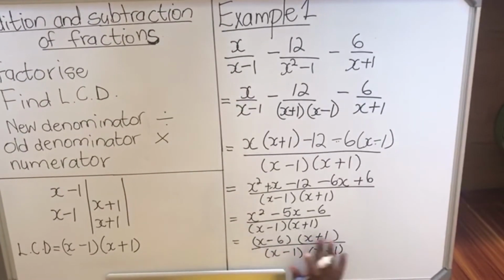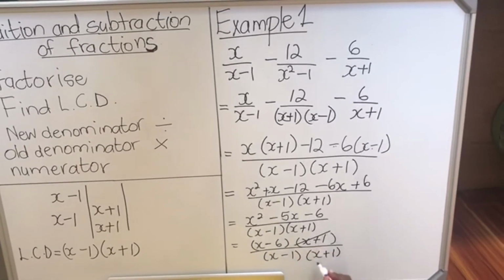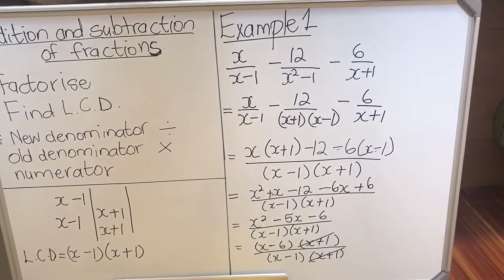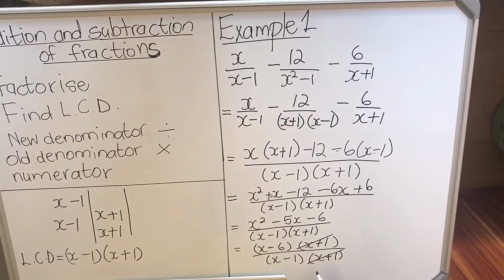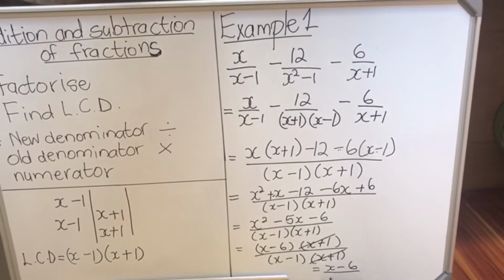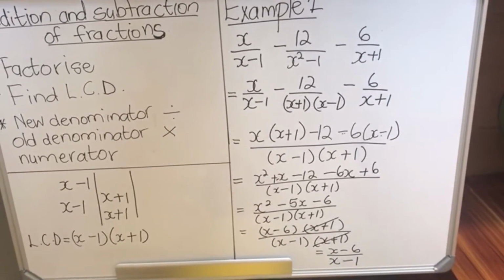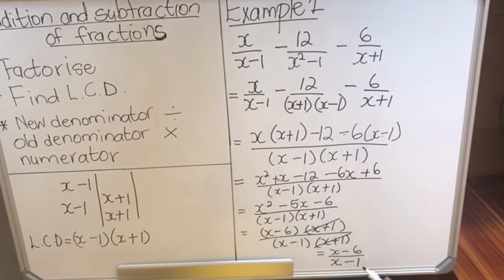It means everything are factors. If we have factors, then we can cancel. You see, this bracket is exactly the same like that one. So we can cancel them out. So our answer is x minus 6 over x minus 1. This is how we've simplified the fraction. This is our final answer.